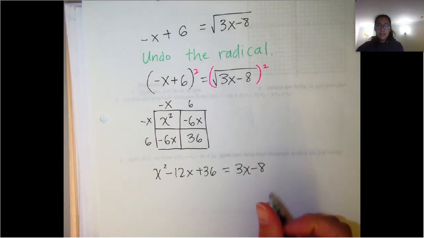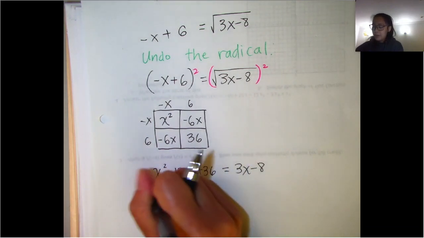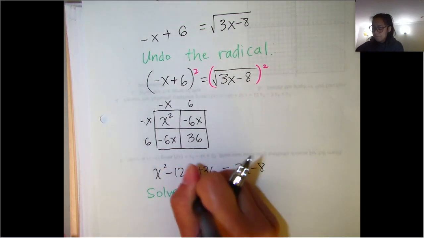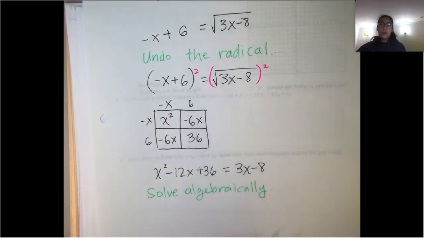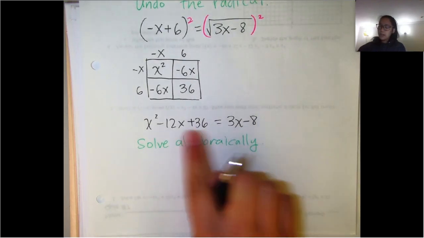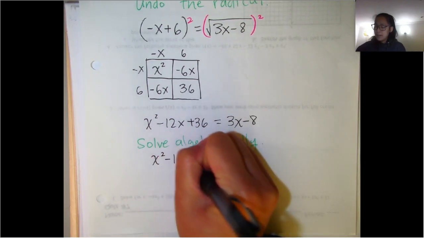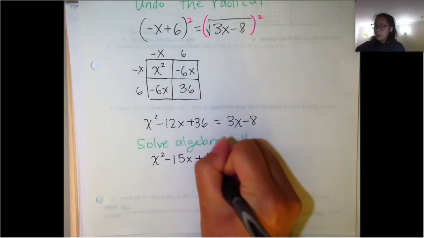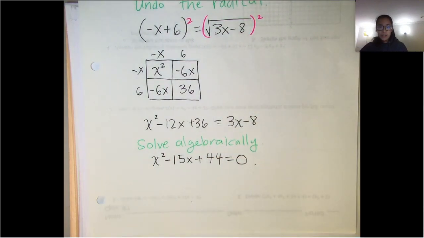Now you'll notice that there are no more radicals, so we can go ahead and solve algebraically. I'm going to go ahead and move all of the terms to one side because this looks like a quadratic to me. So I add the 8, subtract the 3x. So I have x squared minus 15x plus 44 equals 0. This is a quadratic, so I'm going to go ahead and see if I can factor it.